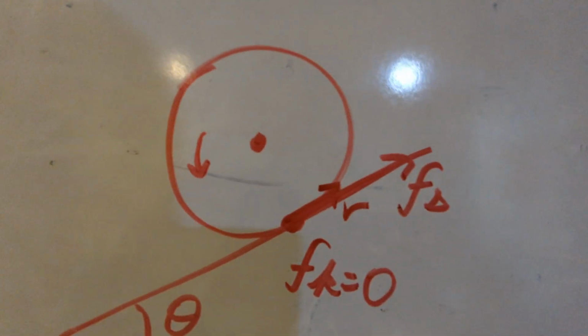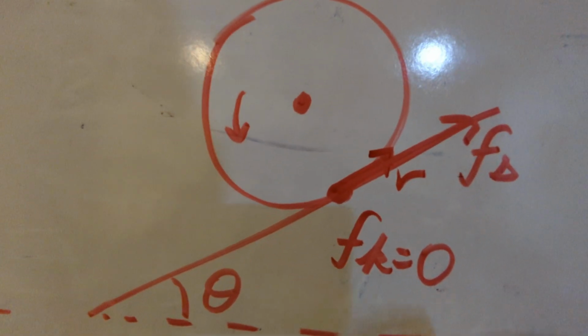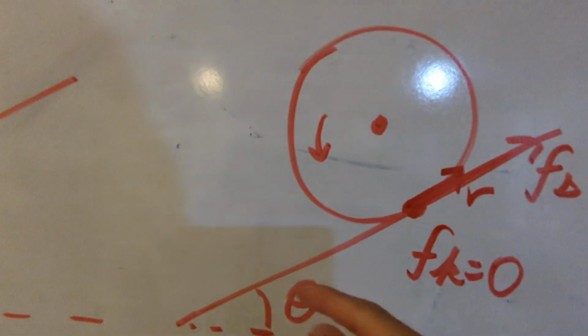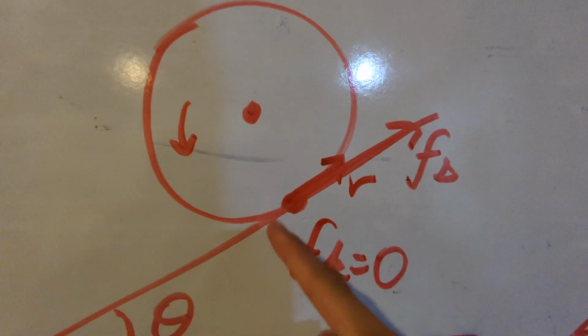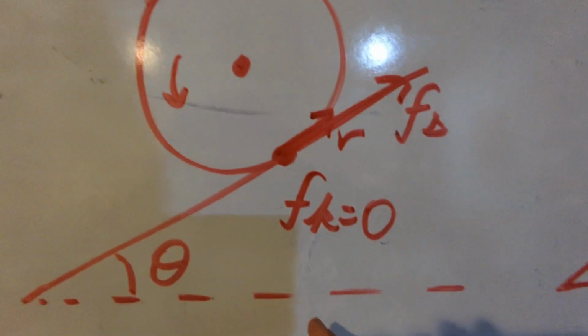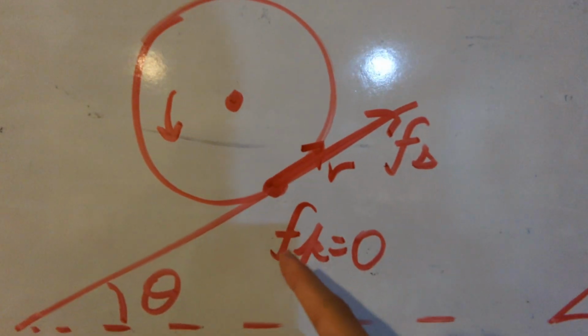In this scenario, though, it's slightly different. We have static friction, okay? If you roll down the ramp like this, at this point instantaneously here, the net velocity between the two is 0. So there's actually no kinetic friction. But in this case, there is static friction.